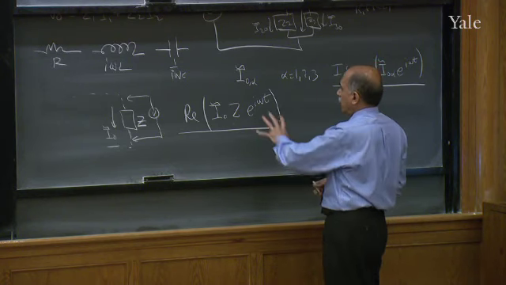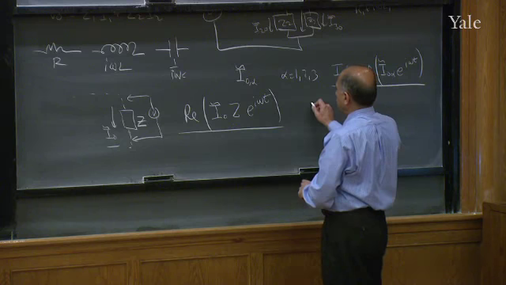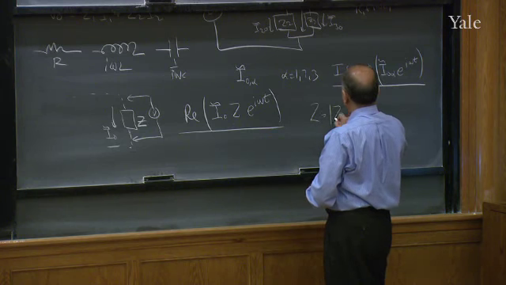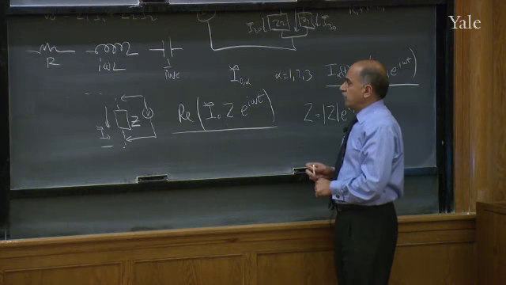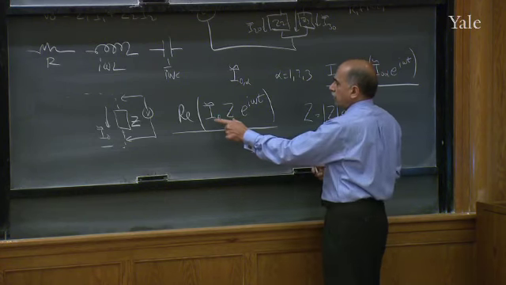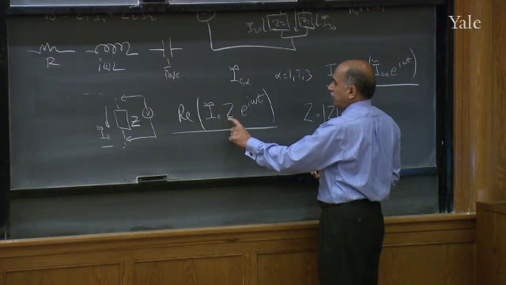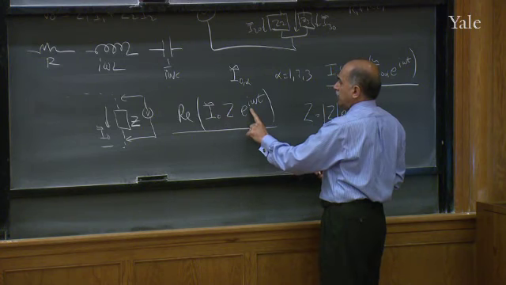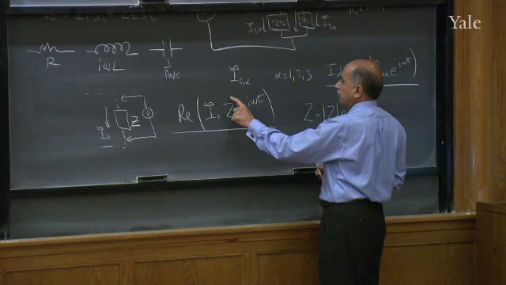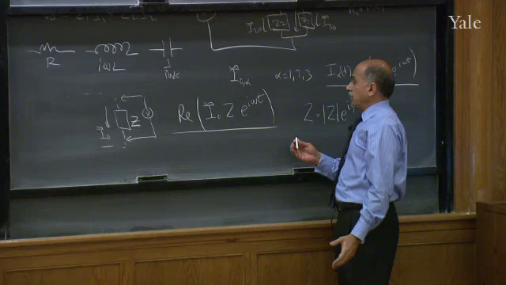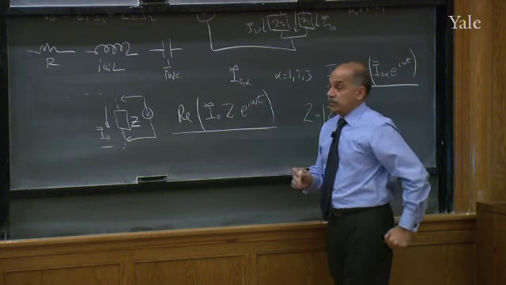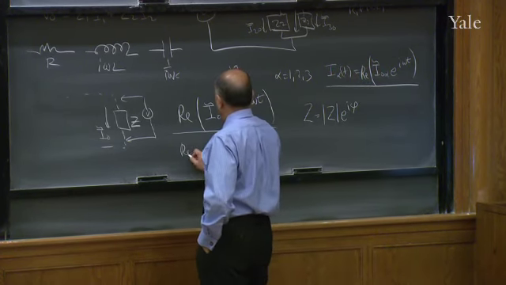I would recommend, when you come to such problems, that every complex number, like Z, you write as an absolute value times e to the I times some phase. That makes your life easier, because then the whole thing will be the absolute value of this times the absolute value of that times e to the I omega t plus the phase of this plus the phase of that. And the real part will be just the cosine of omega t plus these two phases.